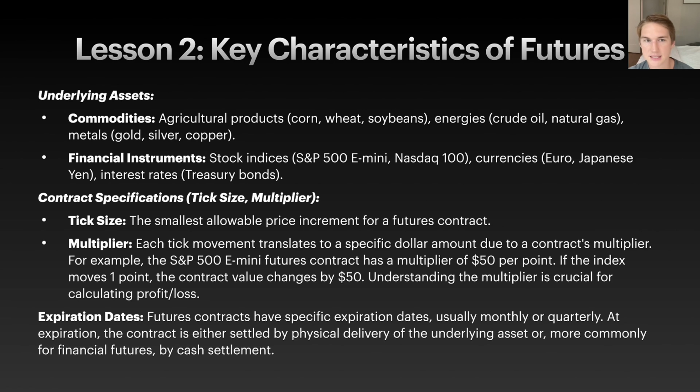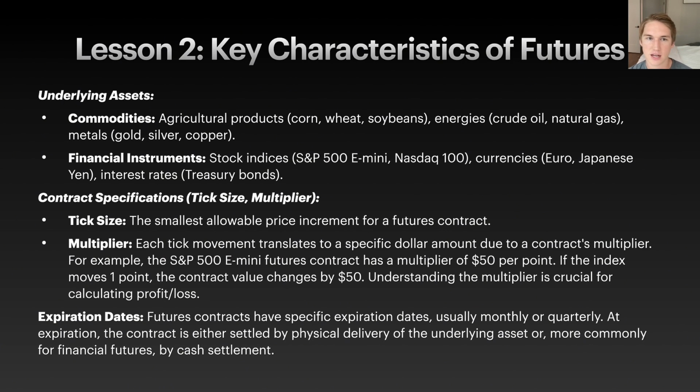Financial instruments: stock indices, such as the S&P 500 and the NASDAQ, which we talked about. S&P 500 is the top 500 companies in the United States, and the NASDAQ is the top 100 tech and growth companies in the United States. It's also currencies like the euro, the Japanese yen, the dollar, etc., and interest rates, so treasury bonds, a 10-year treasury bond, 30-year treasury bond, and so on.